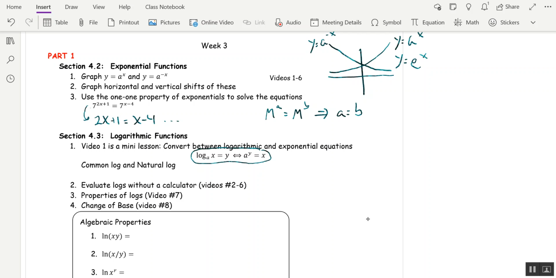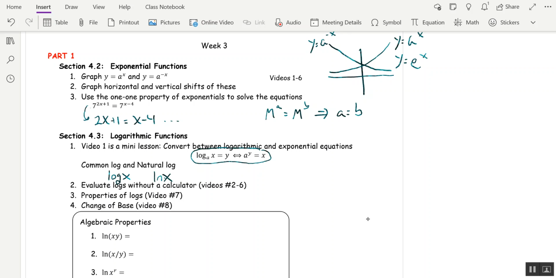Common log is log base 10. So if it's log base 10, we just write log x. And then natural log is log base e, and we write ln x. We don't write log base e, we just write ln of x. That's the one we use in calculus the most. To evaluate logs without a calculator, take the logarithmic equation and rewrite it as an exponential equation, and videos 2 through 6 walk you through that.